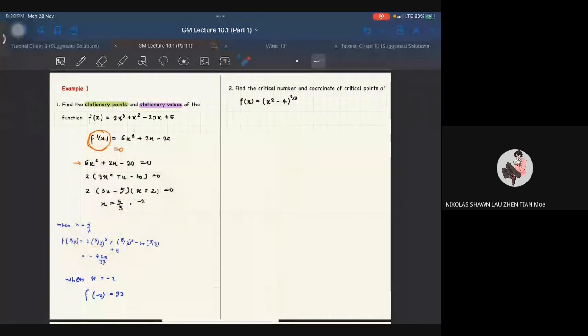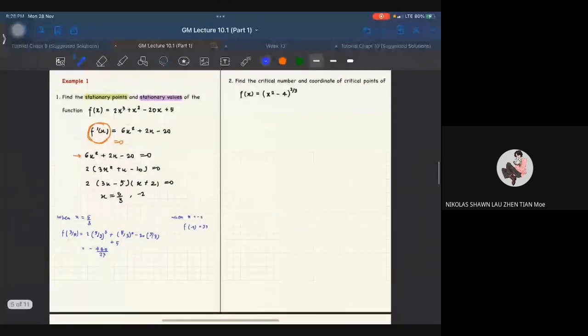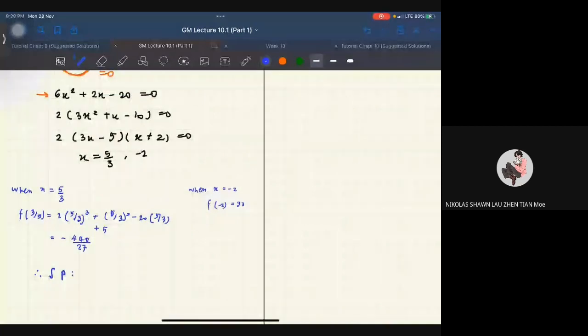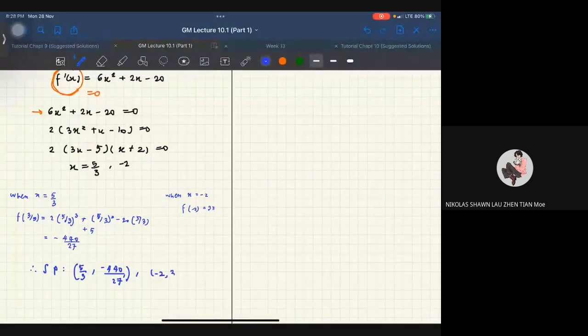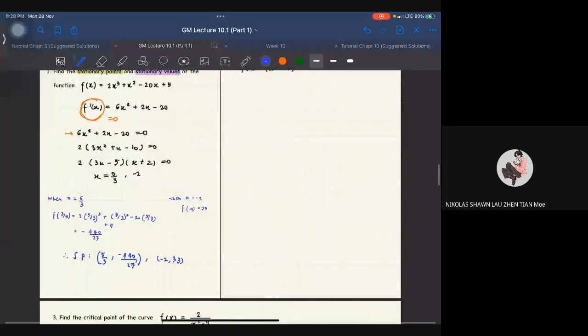So kena tulis semula. Okay, so saya kecilkan juga yang ini, resize, I put it up here. Okay, so kalau ikutkan stationary point, write as C. So I write as C, which refers to stationary point. So kena tulislah sebelah-sebelah. So kita ada 5/3, (40/27). Okay, and then another value that I have is -2, 33. Okay, settle.